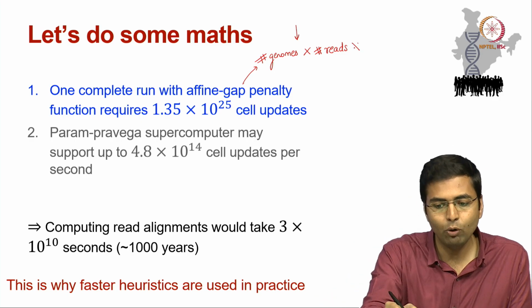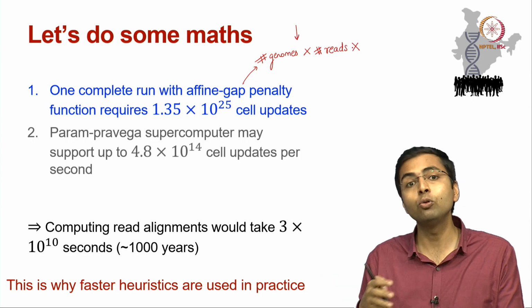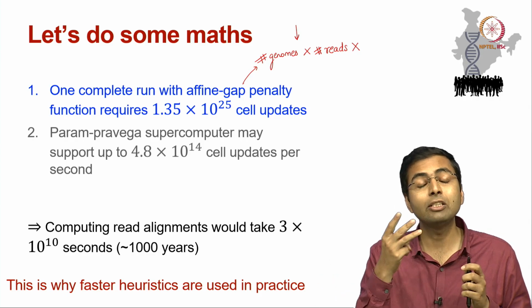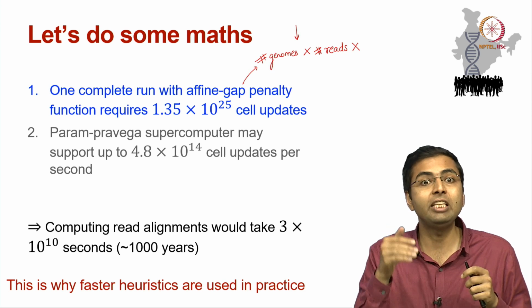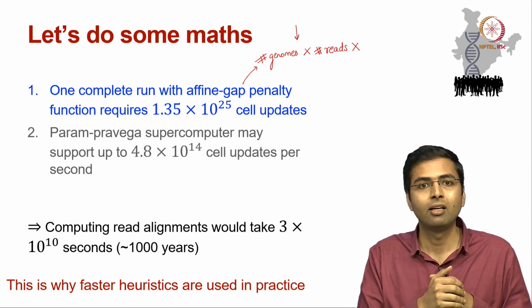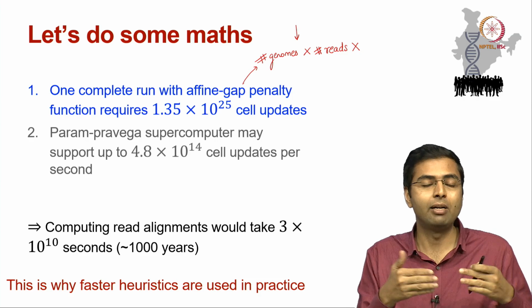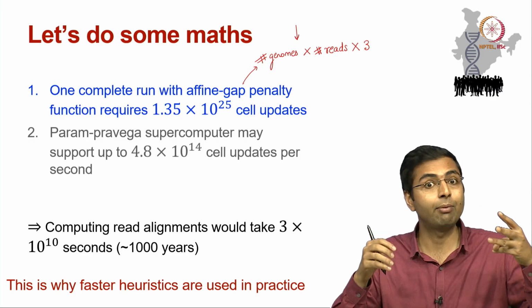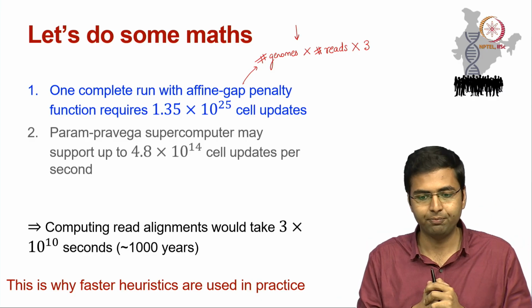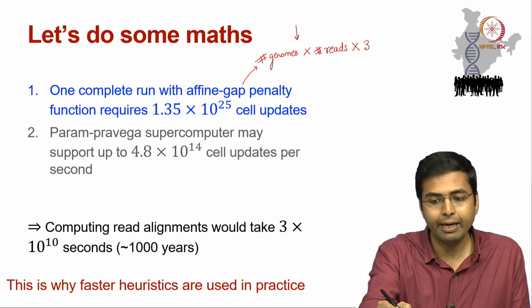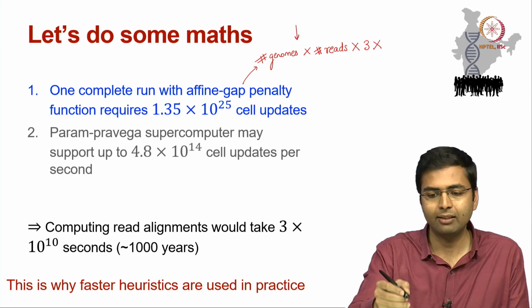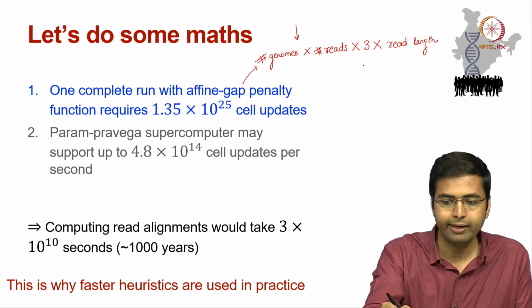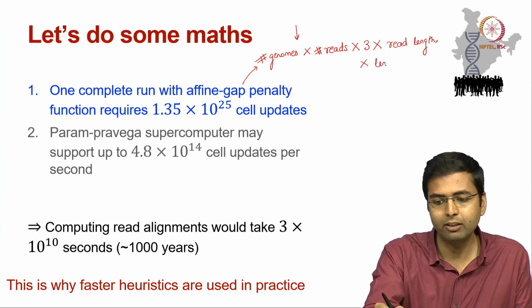Remember that in standard practice we would use an affine gap penalty function, where we were filling 3 tables that we had denoted using G, E and F. So, we have to multiply by 3, because we are filling 3 tables for each recursion, and the table size is basically the read length, that is 150, times the length of the reference genome.